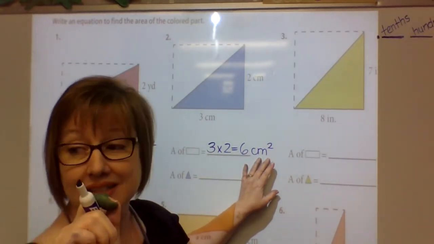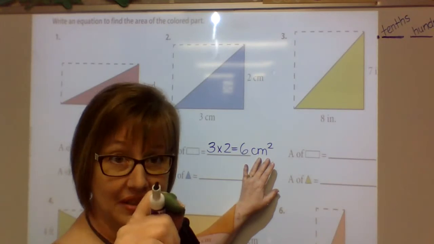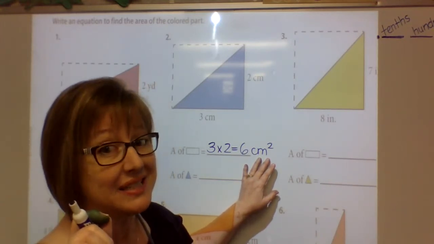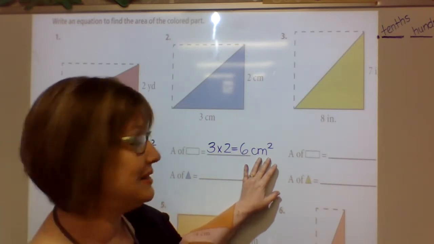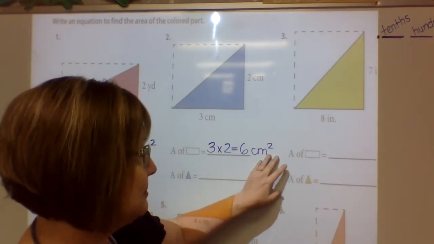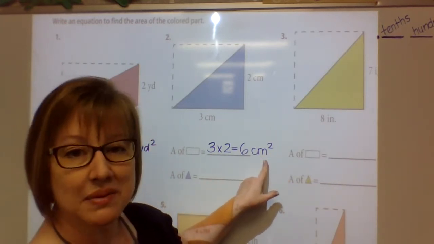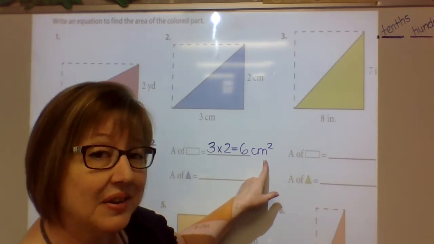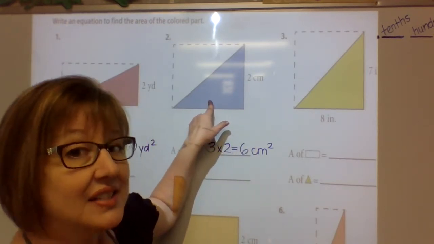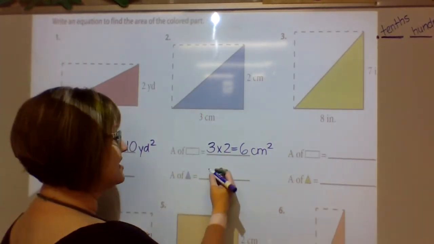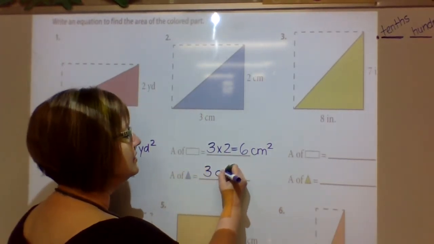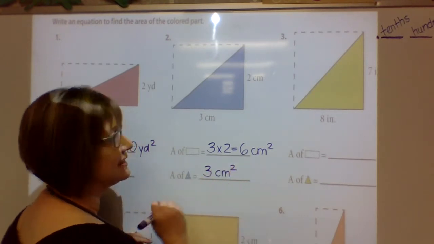That's why I put some practice websites on our classroom. If you get rusty, you better keep up with it, or you won't like math if you can't remember how to do the easy parts, the multiplication. Okay, so 6 square centimeters is the area of the rectangle, and the triangle is half of that. So half of 6 would be 3 square centimeters. That's a small one.